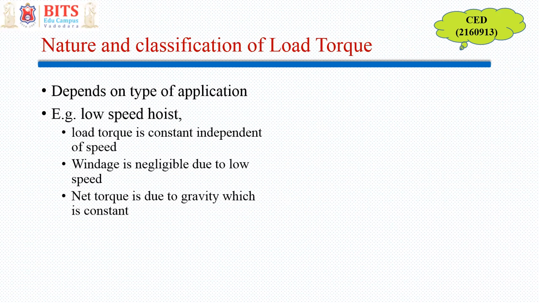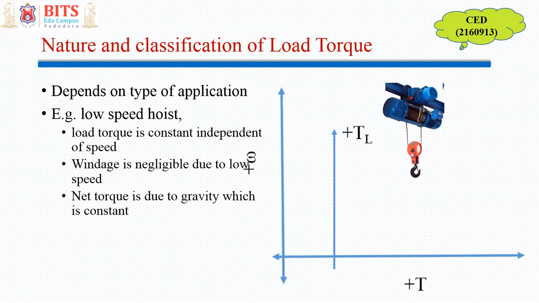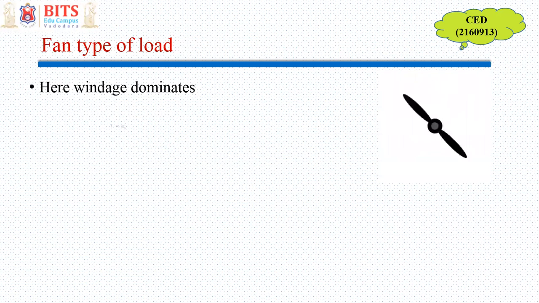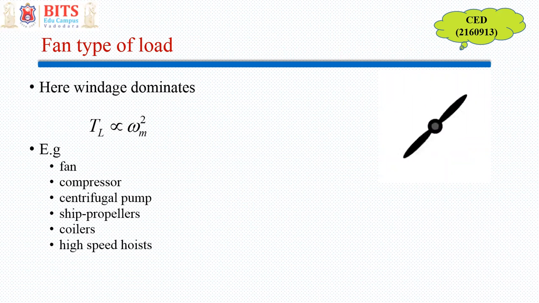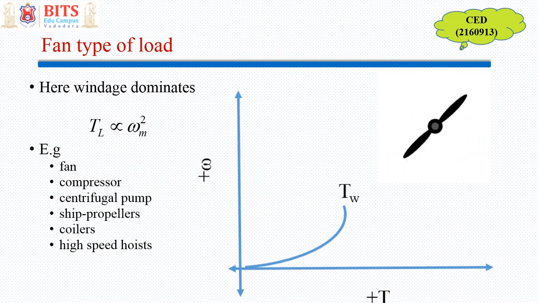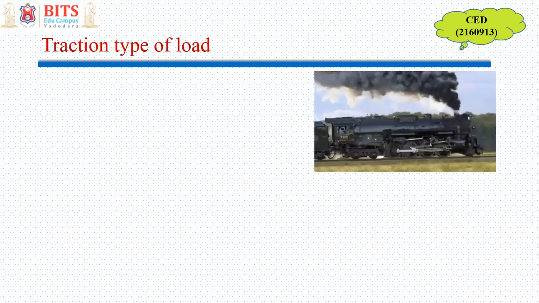Next, what is the load torque? We know that there are different types of load. Say this is a low speed hoist, which is a constant type of load torque, so this load torque remains constant irrespective of the speed. This is a fan type of load, which is proportional to speed square. These are the applications like fans and compressors. They have characteristics like this. This is the characteristic of load torque if the load is fan type.